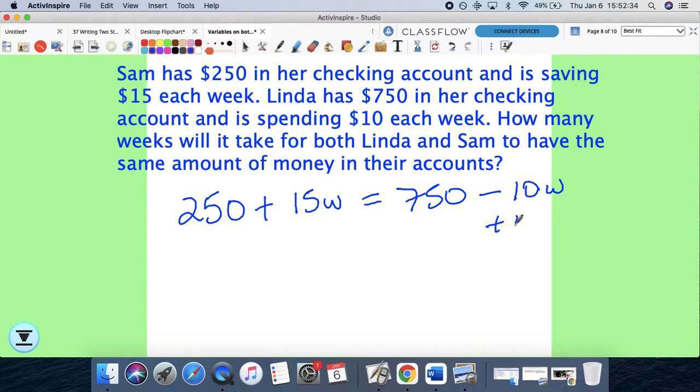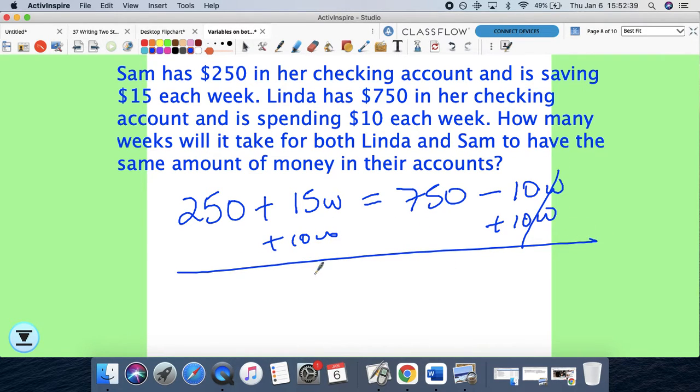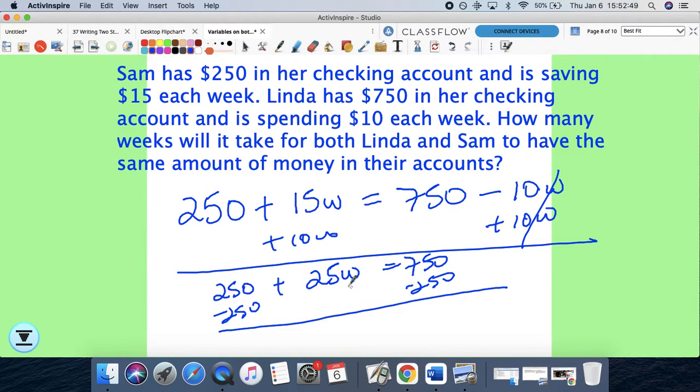All right. So plus 10W, plus 10W. That goes away. This is 25W, 250 equals 750. Subtract 250 from each side, and we get that 25W equals 500. And W, well, divide both sides by 25, and W equals 20. So after 20 weeks, Sam and Linda will have the same amount of money.